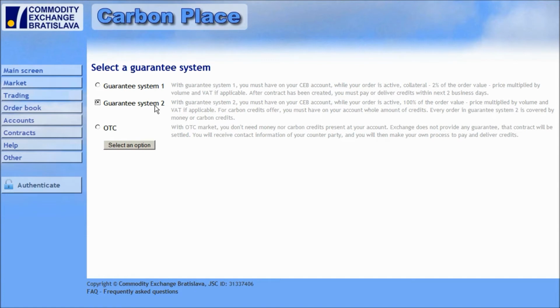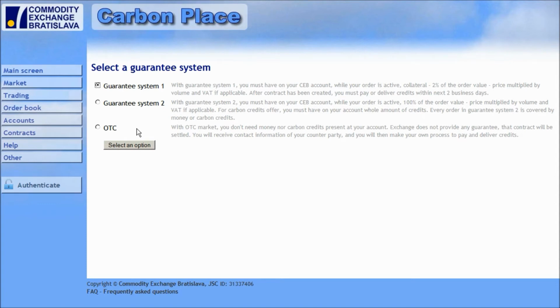Collateral 100% is quite a tough option, therefore there is also Guarantee System 1. With Guarantee System 1 collateral is 2%, and contract must be fulfilled in maximum 2 days after the creation of the contract. If one party does not fulfill the contract, he loses collateral, and an additional 5% fee is inflicted upon him. Half of these fees are revenue of the harmed trader.